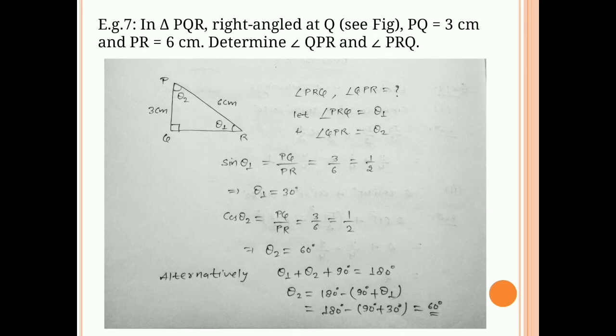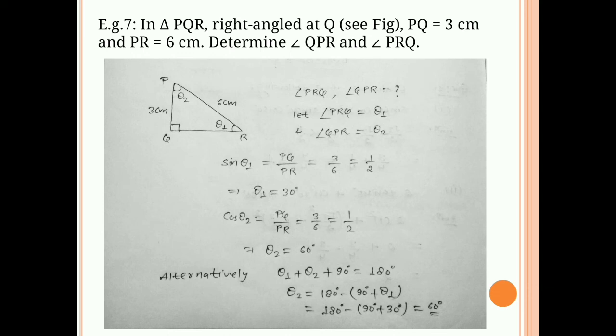Similarly, for angle theta 2, cos of theta 2 will be base by hypotenuse, that is PQ by PR. So that also will be 1 by 2. So if we see from the table, cos 60 degrees is 1 by 2. So theta 2 will be 60 degrees. Or if we have calculated theta 1, then alternatively we can calculate theta 2 using this relationship also.